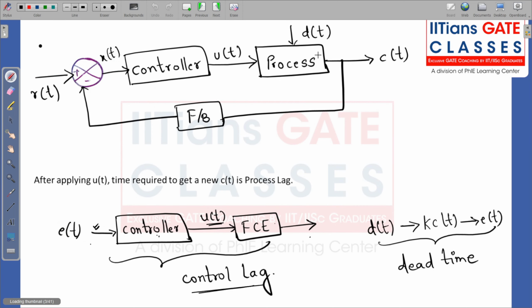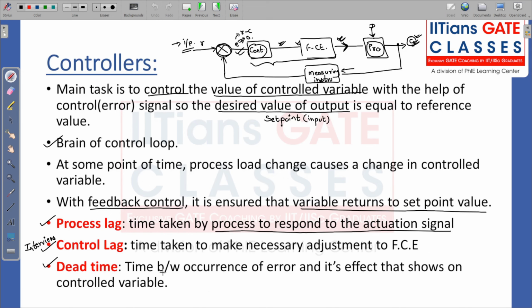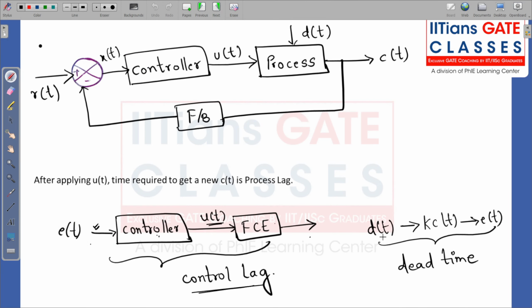Okay. Next is dead time. So dead time means what? Suppose I told, it is the time between occurrence of error and its effect that shows on controlled variable. So you can see any disturbance that had affected my process is going to affect the c of t. If c of t is going to get affected, it is going to be measured by this measuring instrument in the feedback loop, and it is going to be detected in this error signal. Okay. So that is what is your dead time.